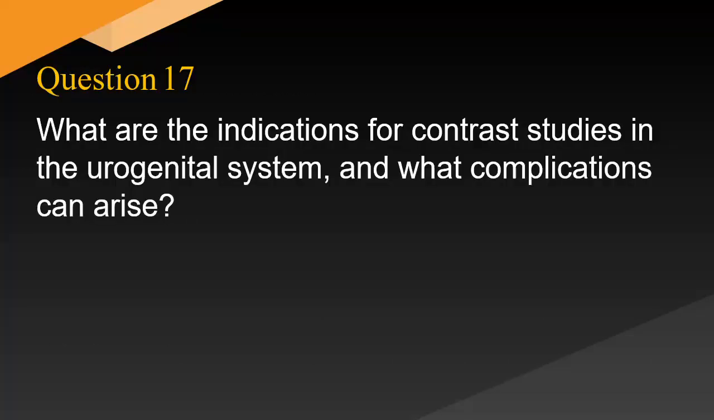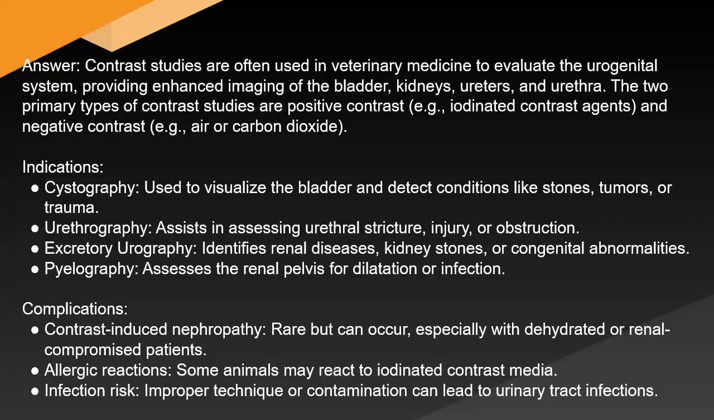What are the indications for contrast studies in the urogenital system, and what complications can arise? Answer: contrast studies are often used in veterinary medicine to evaluate the urogenital system, providing enhanced imaging of the bladder, kidneys, ureters, and urethra. The two primary types of contrast studies are positive contrast, e.g. iodinated contrast agents, and negative contrast, e.g. air or carbon dioxide. Indications: cystography, used to visualize the bladder and detect conditions like stones, tumors, or trauma.